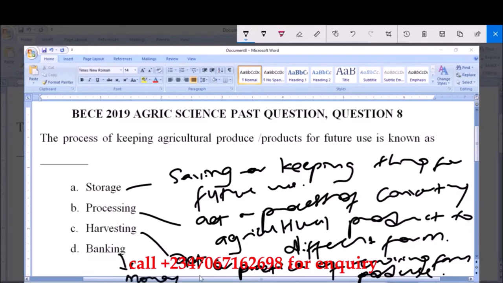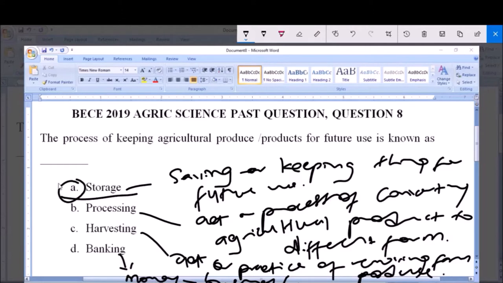Banking has to do with money. That is business purposes. So the question says, the act or process of keeping agricultural produce and products for future use is known as dash. It is A, that is the answer, storage. Storage simply means saving or keeping things for future use. Simply the process of keeping agricultural produce or products for future use. So the correct answer to this question is A, storage.